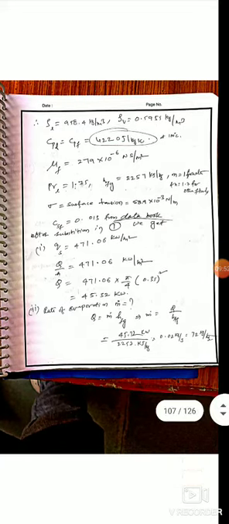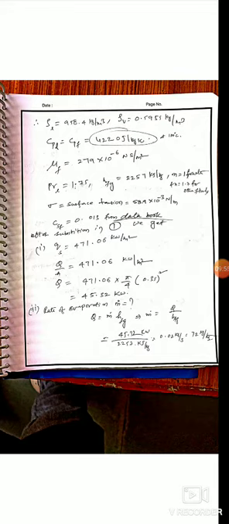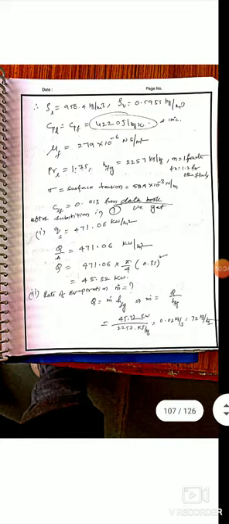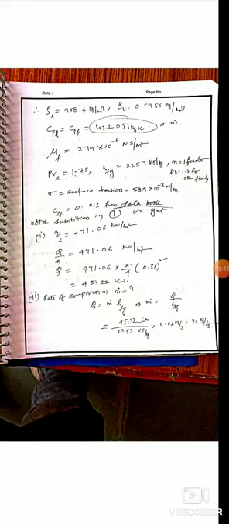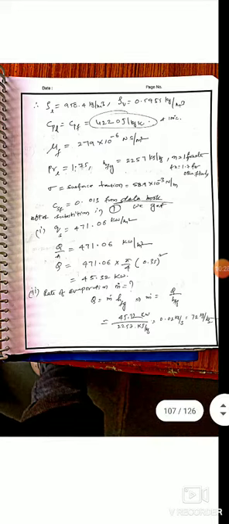Now, after taking that, you substitute these properties in QS and you calculate. We will get it as 471.06 kilowatts per meter square. And heat flux, what is heat flux? Heat flux is the amount of heat transferred per unit area. So it is 471.06 kilowatts per meter square. So Q by A is equal to 471.06.